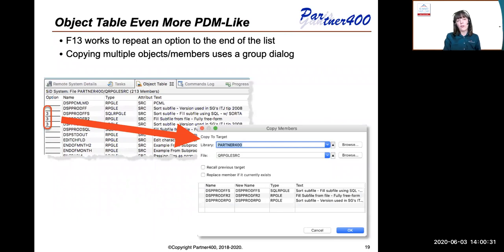This is just illustrating that if I want to copy 3 members, which is relatively new, it pops up a little dialog just like PDM would. Much nicer than what we used to use within RDI to do copies of members and things like that.